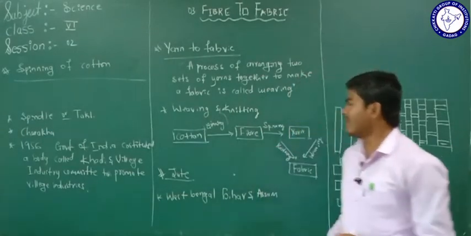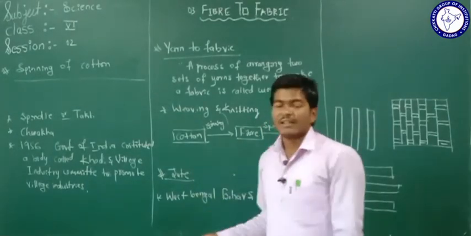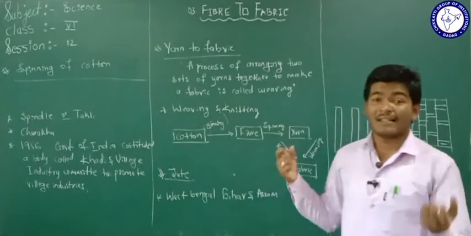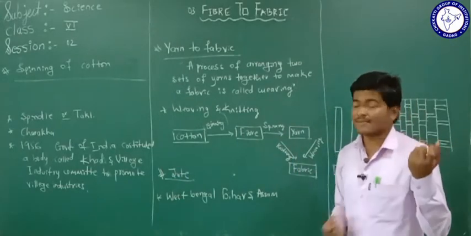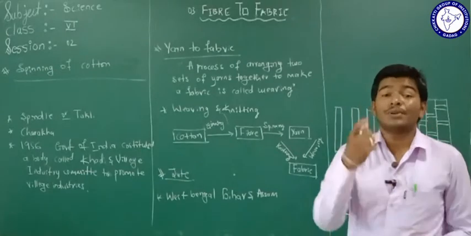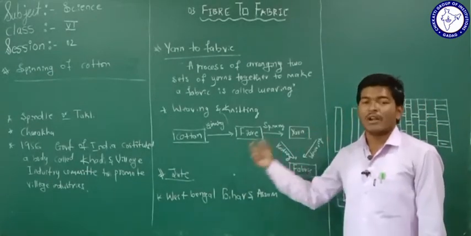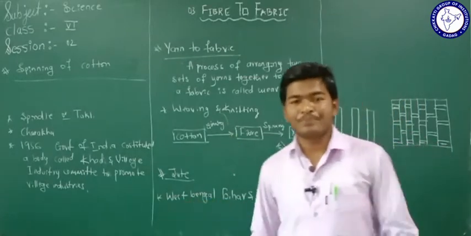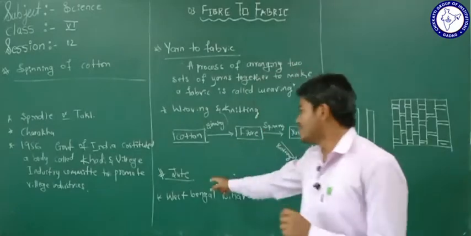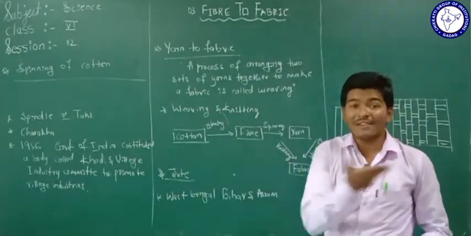Next, I am considering another natural fiber, that is jute. The jute fiber comes from the jute plant. The stems of the jute are utilized to convert the jute into jute fiber. Normally, the jute plant is cultivated in the rainy season. We have to remember that jute is cultivated in the rainy season. Then it is harvested.